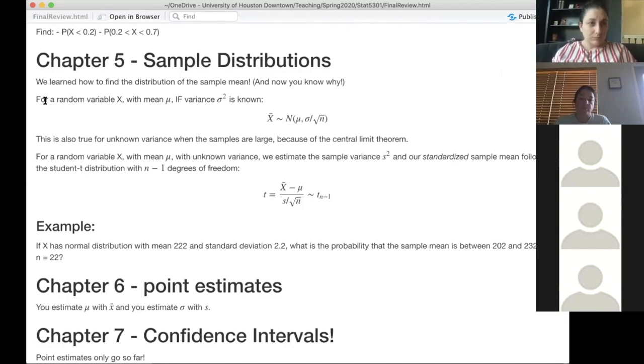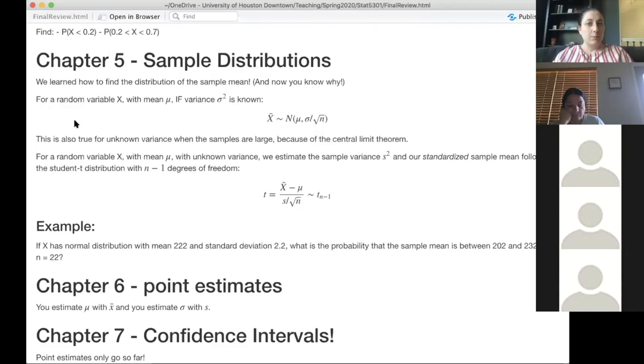So for a random variable x with mean mu, if the variance is known, then we know that our sample mean follows a normal distribution with mean mu and standard deviation sigma over square root of n, right? Because this is the standard deviation of our sample mean. I cannot talk, I'm sorry.